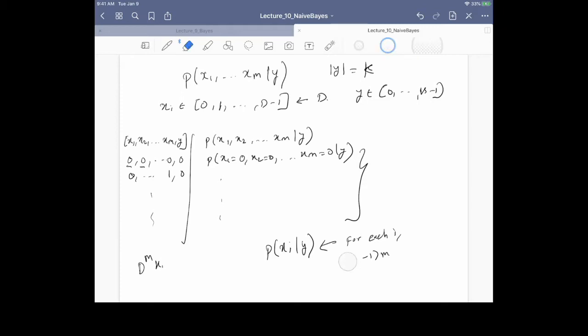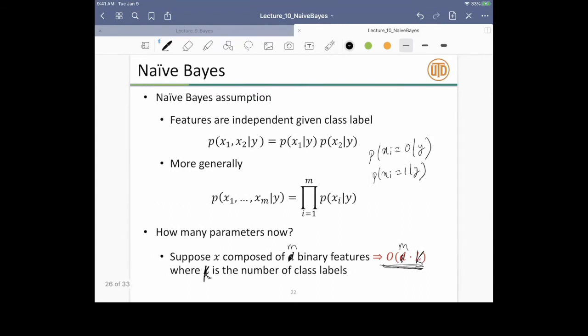Anyways, for now, I will actually keep this as DMK, and the reason is we'll see in some time when we look at the learning why this is. But maybe for simplicity, I'll assume that X is composed of M features taking values in 0 to D minus 1. Then I'll just represent this as order MDK.